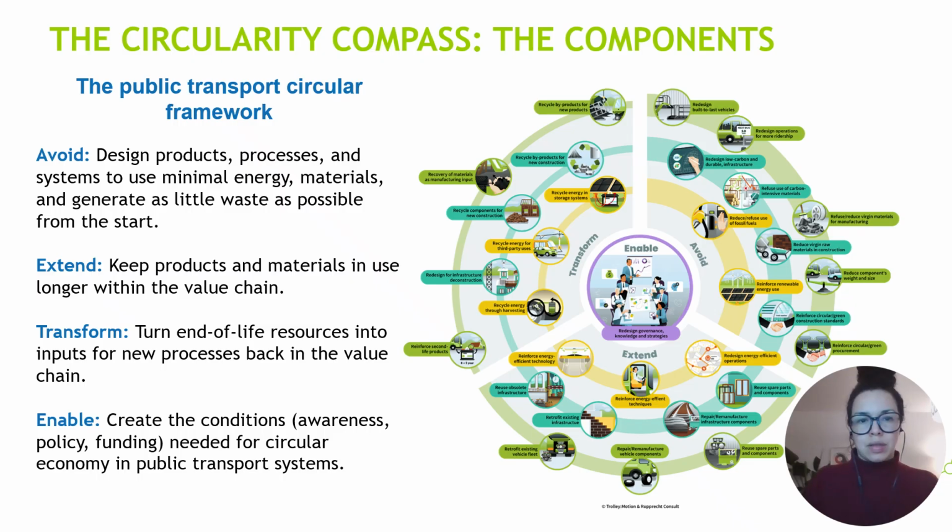The third phase is the transform phase, which happens when materials and assets cannot be used in their original form or for their original purpose and have to be given a second life. For example, recycling components or materials or repurposing of batteries for energy storage. And at the core of the cycle is the enable phase, which is the foundation, and it covers the policies, training, awareness, and monitoring needed to make circularity work in practice.